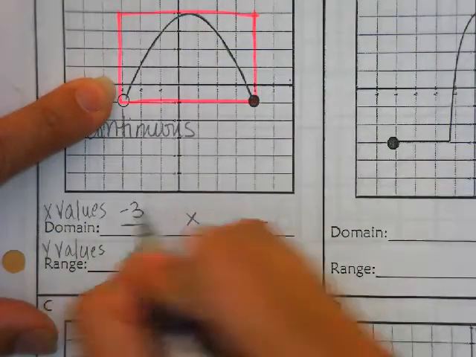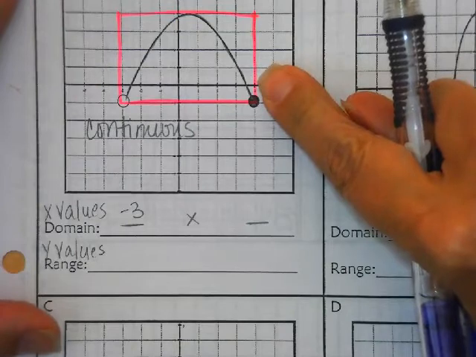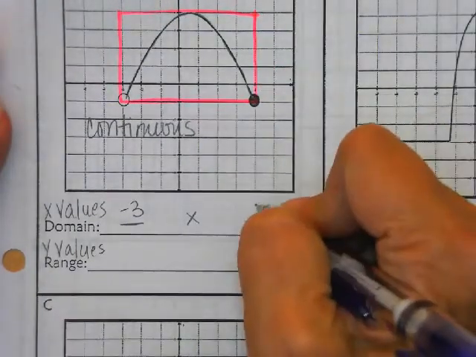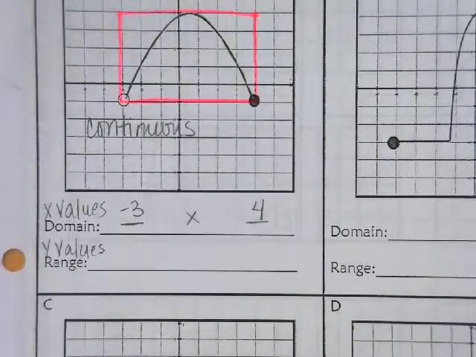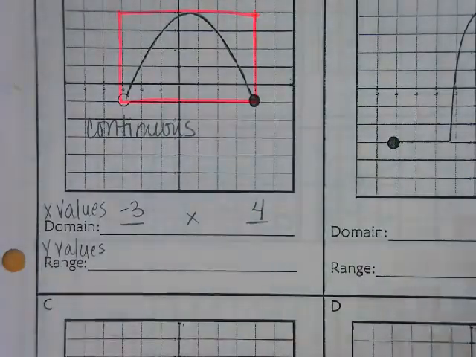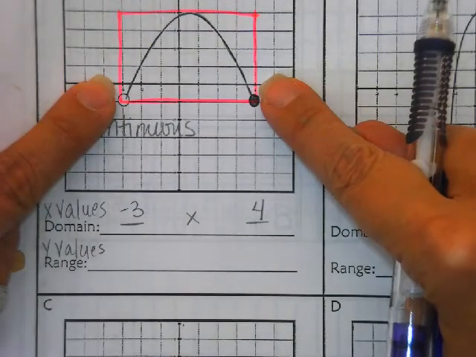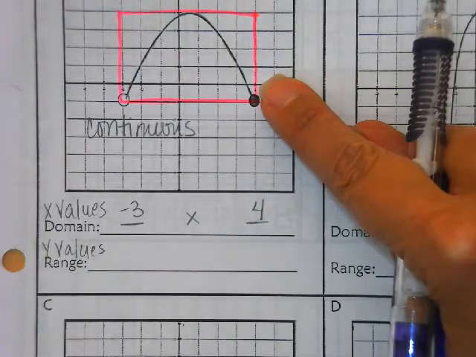-3. What is this one? To what? What's your highest one? 4. Now, I want you to realize that means all of our x values are between -3 and +4. So we need to use inequalities to show that continuation between those numbers, kind of like when we colored all the way in between on our number line.